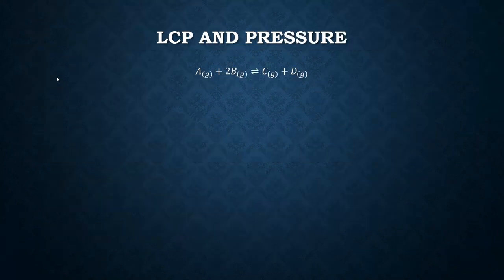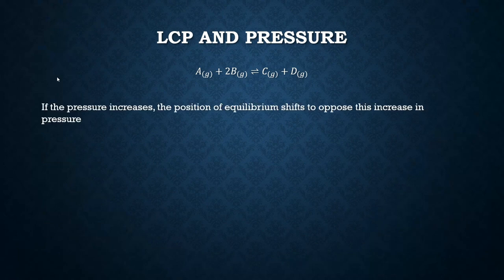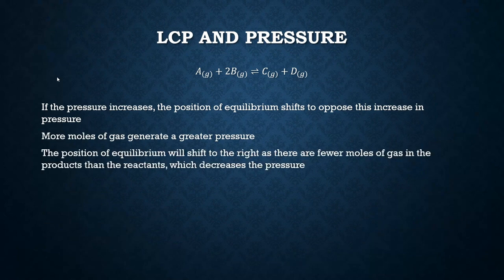And now for a different reaction, if the pressure increases, equilibrium will shift to oppose the increase. And you need to know that more moles of gas generate a higher pressure. So in this case, equilibrium will shift to the right because there's fewer moles of gas in the products. As you can see, there's two moles in the products and 3 in the reactants. And shifting it to the right will ultimately decrease the pressure to oppose the increase. And this leads to a greater yield of the product.